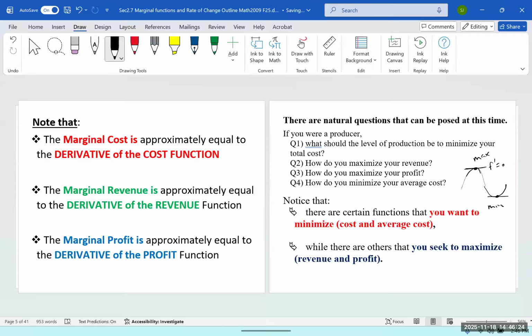That's why, if you want to find the maximum or minimum of something, take the derivative, set the derivative equal to 0, and that will tell you how much money, or how many items, you need to maximize your profit or minimize the cost.